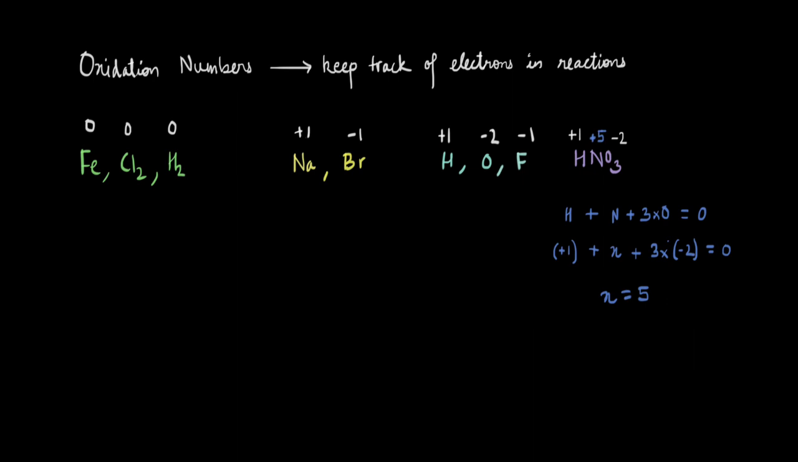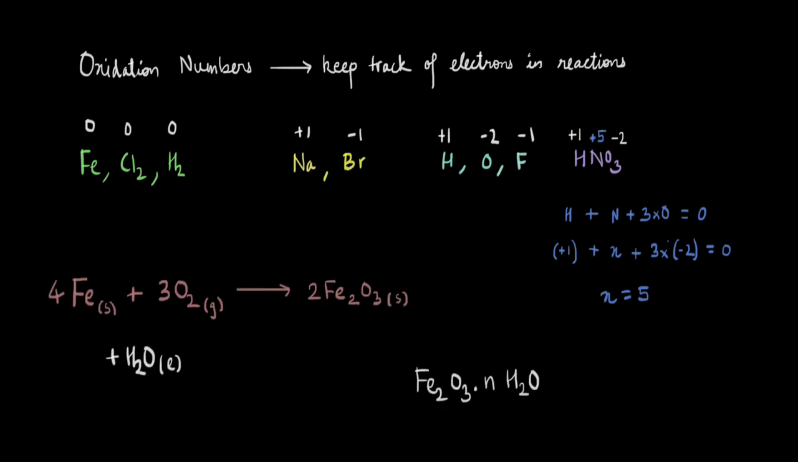We know that rusting is a process in which iron undergoes oxidation, forming the reddish colored rust, which is an oxide of iron. So if we were to write a reaction to describe the process of rusting, it would look something like this. Now, usually rust is denoted as Fe2O3·nH2O, where n is a number denoting the number of molecules of hydration. So this could be 2H2O or 3H2O.